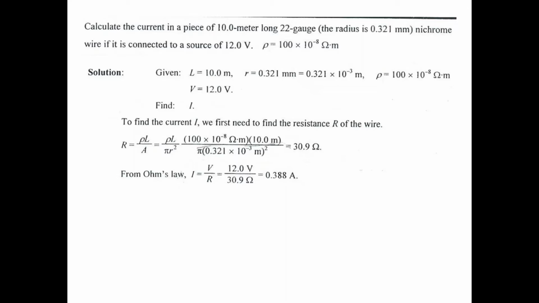To find I, you need to use Ohm's law, V equals IR. But how do you work out R? Well, you know that R is rho L divided by A, and you know that A is pi r squared. So you put all those values in, you should get R is equal to 30.9 ohms. And then rearrange Ohm's law, V equals IR, to work out I is equal to V over R. You've just worked out R, and you're given V in the question. You do V divided by R, you should get 0.388 amps.